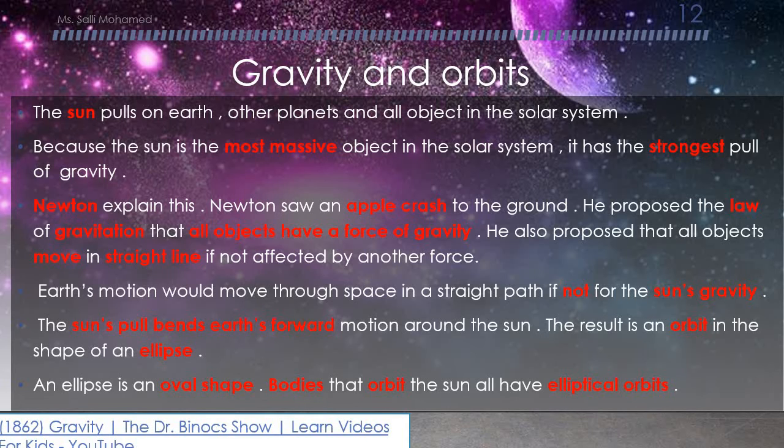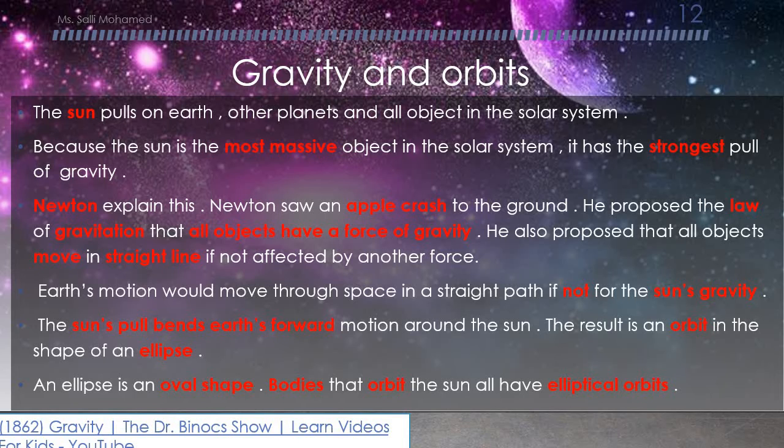Now let's talk about the gravity and the orbits found in the solar system. Who's responsible for the gravity and the orbits in the solar system? As we said before, it's the sun.